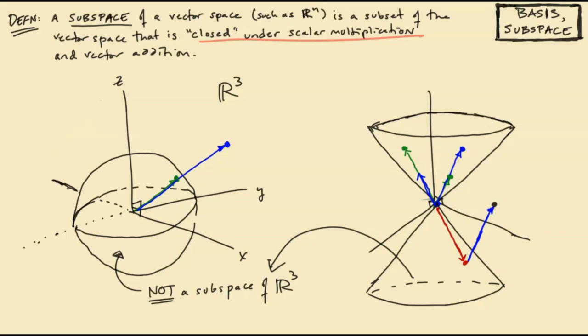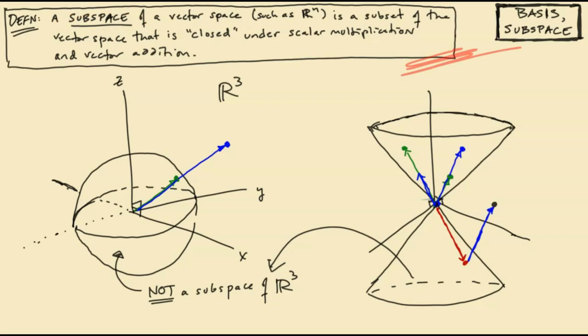To be closed under scalar multiplication means that if you scale a vector within that set, it stays in that set. So for example, this double cone is closed under scalar multiplication. On the other hand, the double cone is not closed under vector addition, because we can take two vectors in that set and add them together, and we end up at a point that is no longer in that set. It's not closed under vector addition. And similarly, in our first example, we saw that this sphere is not closed under scalar multiplication. And it should be easy to see, I'll leave it to you, that it is not closed under vector addition either. So a subspace must be closed under both operations.